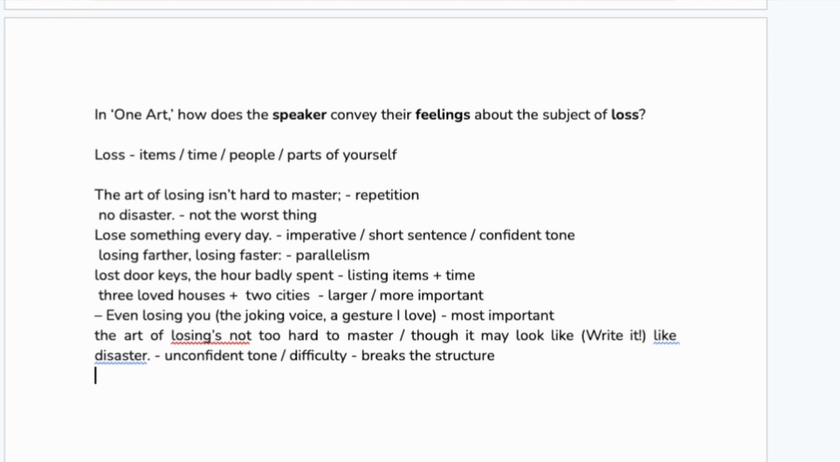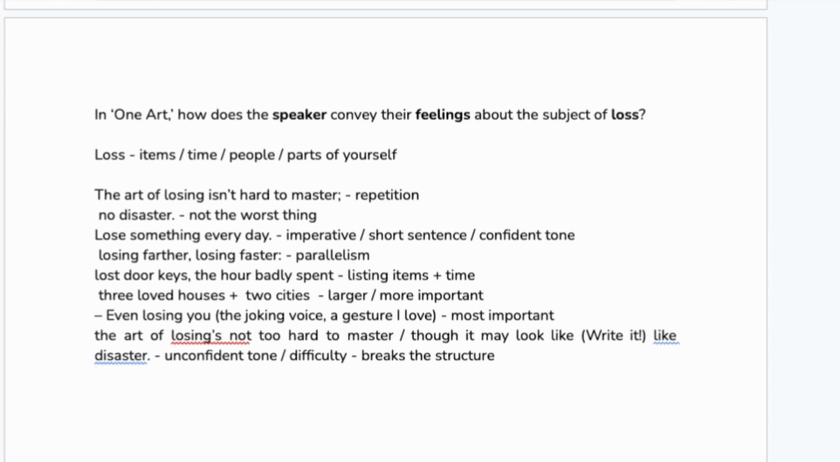So these are my notes. I've pulled the quotes that I would use, and I've also made a couple of short notes about different techniques that I would use to analyze these quotes in a bit more detail. I've also thought about my own interpretation or my own opinion of the speaker's feelings here. So at the beginning, there's a confident tone. She's sure that it's no disaster to lose things. It's fine. You can just go through life losing things, and sometimes things seem to even want to be lost.